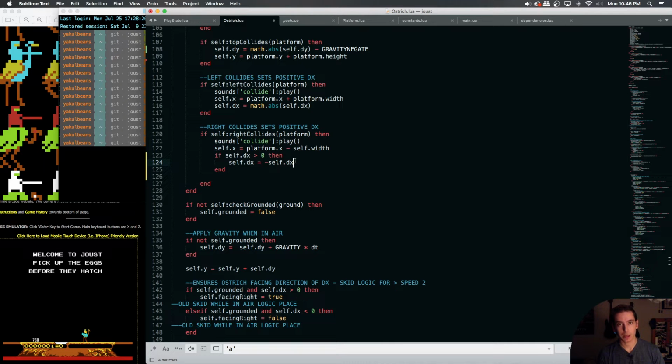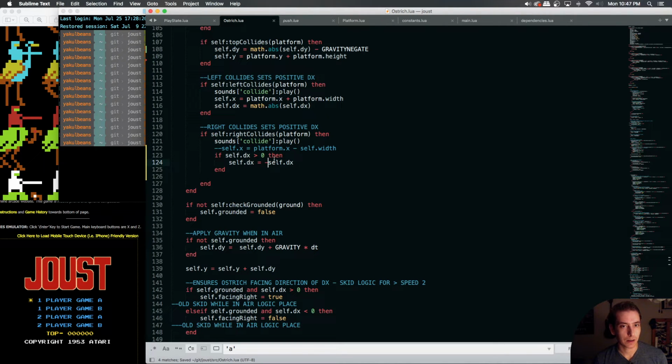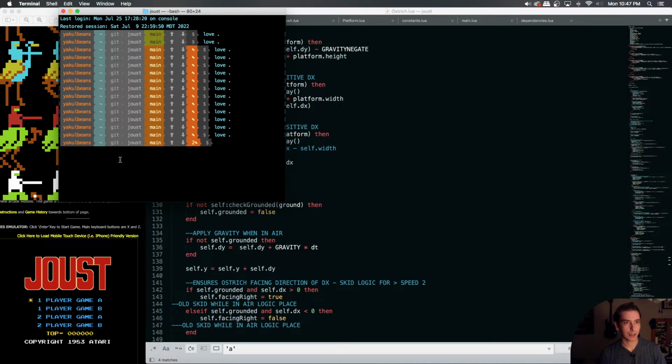Something we do is swap it to negative. Then on the next frame, if we're still, which we will be, colliding with the right platform, instead of swapping our dx again, our dx will be smaller than 0. Therefore, nothing will happen because we already have a negative dx. But if we don't, we swap it to negative, then we're good. So let's see if that fixes our right collide problem.